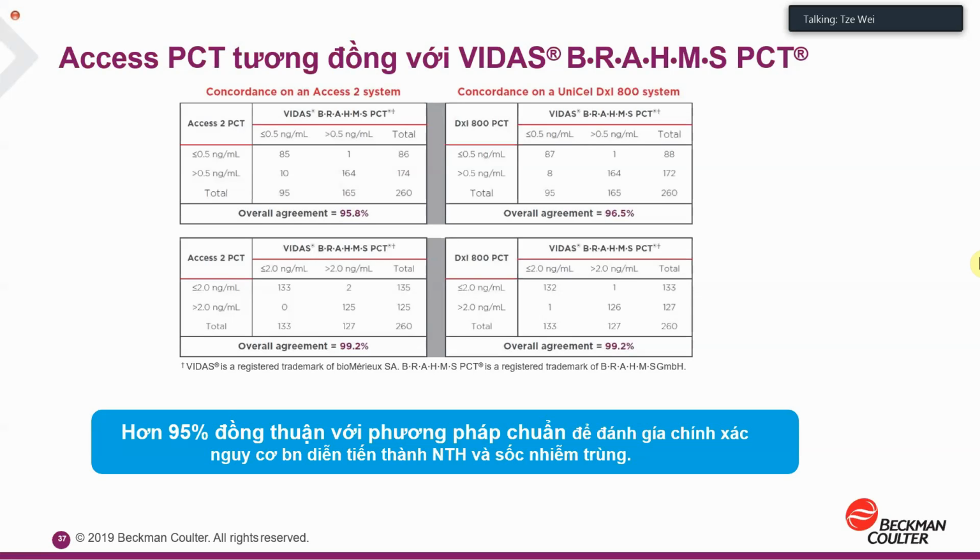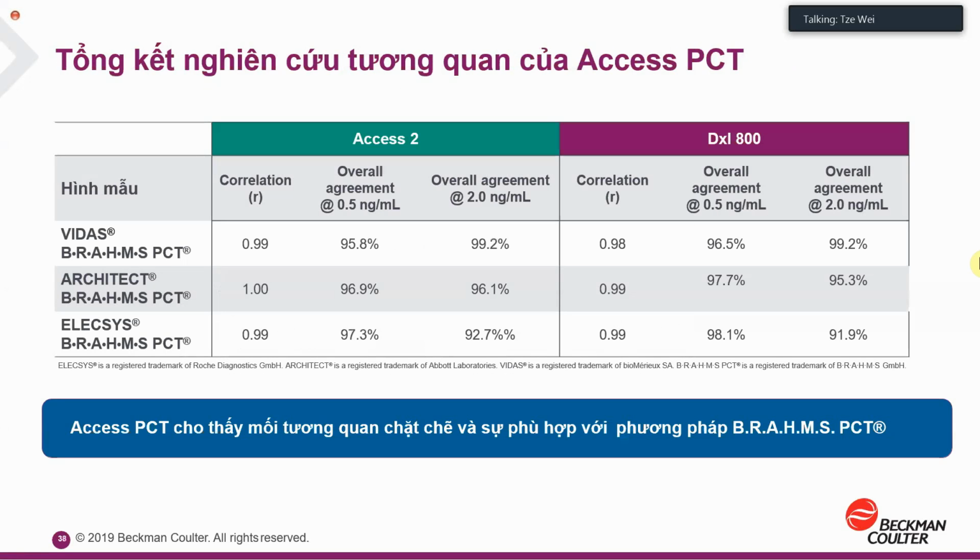And I think this is very important for a lot of laboratories because the VIDAS BRAHMS PCT assay still has quite a lot of manual working components, and putting it on an Access PCT platform, with automation, can help to reduce the number of manual steps. But at the same time, we want to make sure that when making the switch, the overall agreement, especially at the critical clinical cutoff points, is very high. And here we show that we have more than 95%, in fact, close to 100% clinical concordance at the 2 nanograms per mil cutoff point.